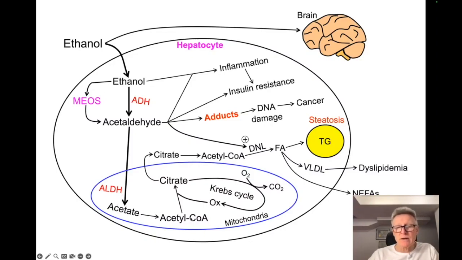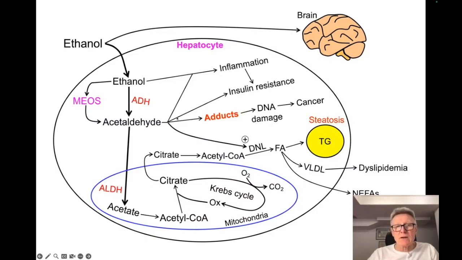Acetate gets converted into acetyl-CoA. Acetyl-CoA in the Krebs cycle is converted into CO2 and water, and obviously it can also release NADH and FADH2. Those are used for energy production in the electron transport chain. But we also mentioned that acetaldehyde can accumulate and form what we call adducts. These adducts bind to multiple molecules, including DNA, and can cause damage to DNA, and this can lead to cancer. So hepatic cancer is a major complication associated with alcoholism.